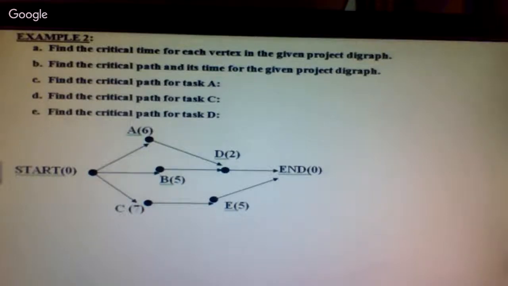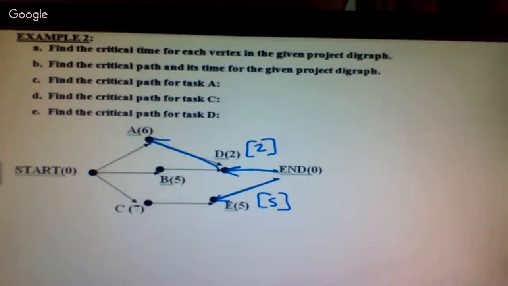Let's try this one. Again, you always work backwards from the end. The end goes to D. That means D has a critical time of 2. Then End also goes to E, 5. So critical time of 5. From D, there's only one way to get to A. We were at 2 at D. We go backwards to 6. That's 8.